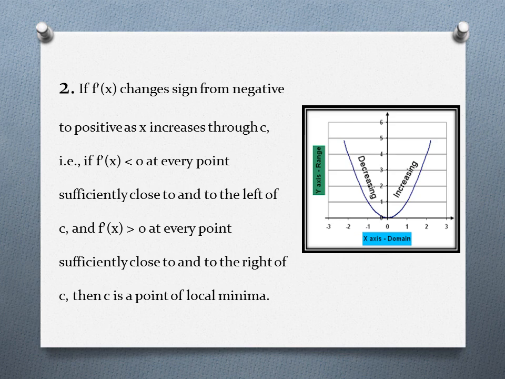Second, if f dash of x changes sign from negative to positive as x increases through C, that is, f dash of x is less than 0 at every point sufficiently to the left of C, and f dash of x is greater than 0 at every point sufficiently close to the right side of C, then C is a point of local minima. So what is the condition for the first derivative test of local minima? F dash of x sign changes from negative to positive.